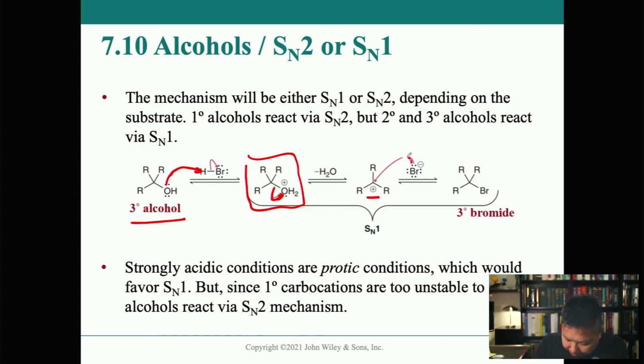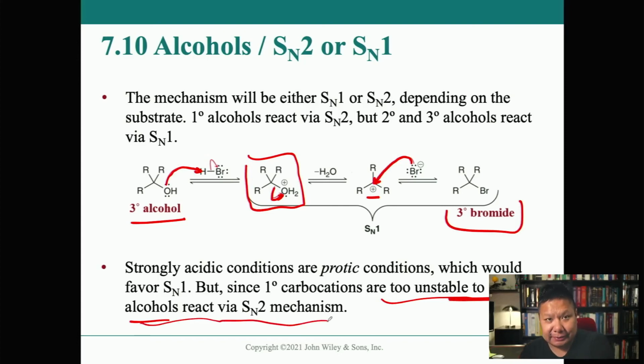The bromine can come over, do a nucleophilic attack, and then you get the tertiary bromide. So strongly acidic conditions are protic conditions, which would favor the SN1. But since primary carbocations are too unstable to form, a primary alcohol will react via SN2 mechanism.